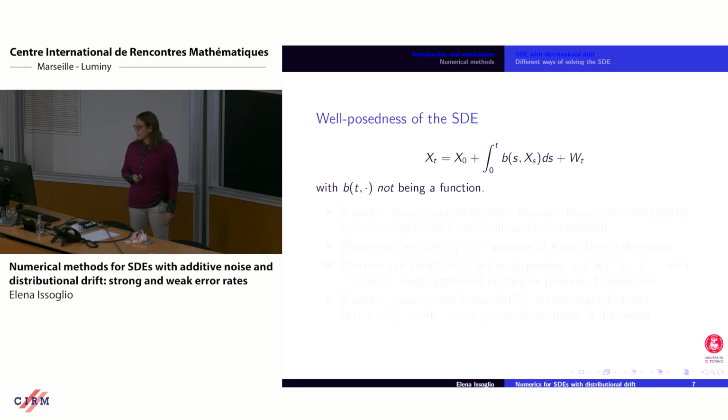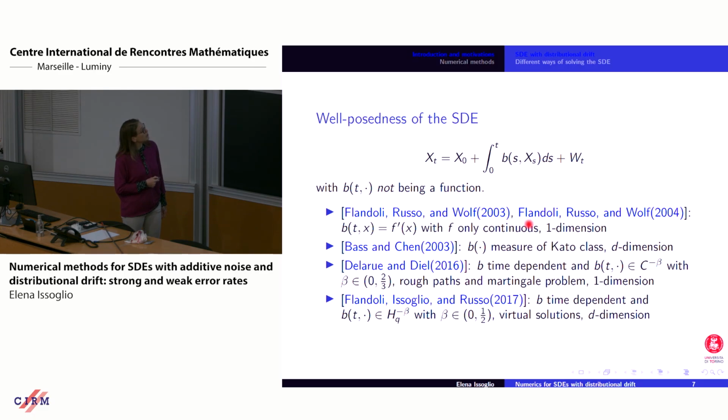Okay, and the first works in this direction, where B is not a function, where B is not a function of the second variable, are in the early 2000s, 2003, 2004, by Flandoli, Russo and Wolf, and Bass and Chen. And they were looking at time homogeneous, in fact, distributions, but of specific form. In this case, they were the derivative of continuous functions or measures of Kato class.